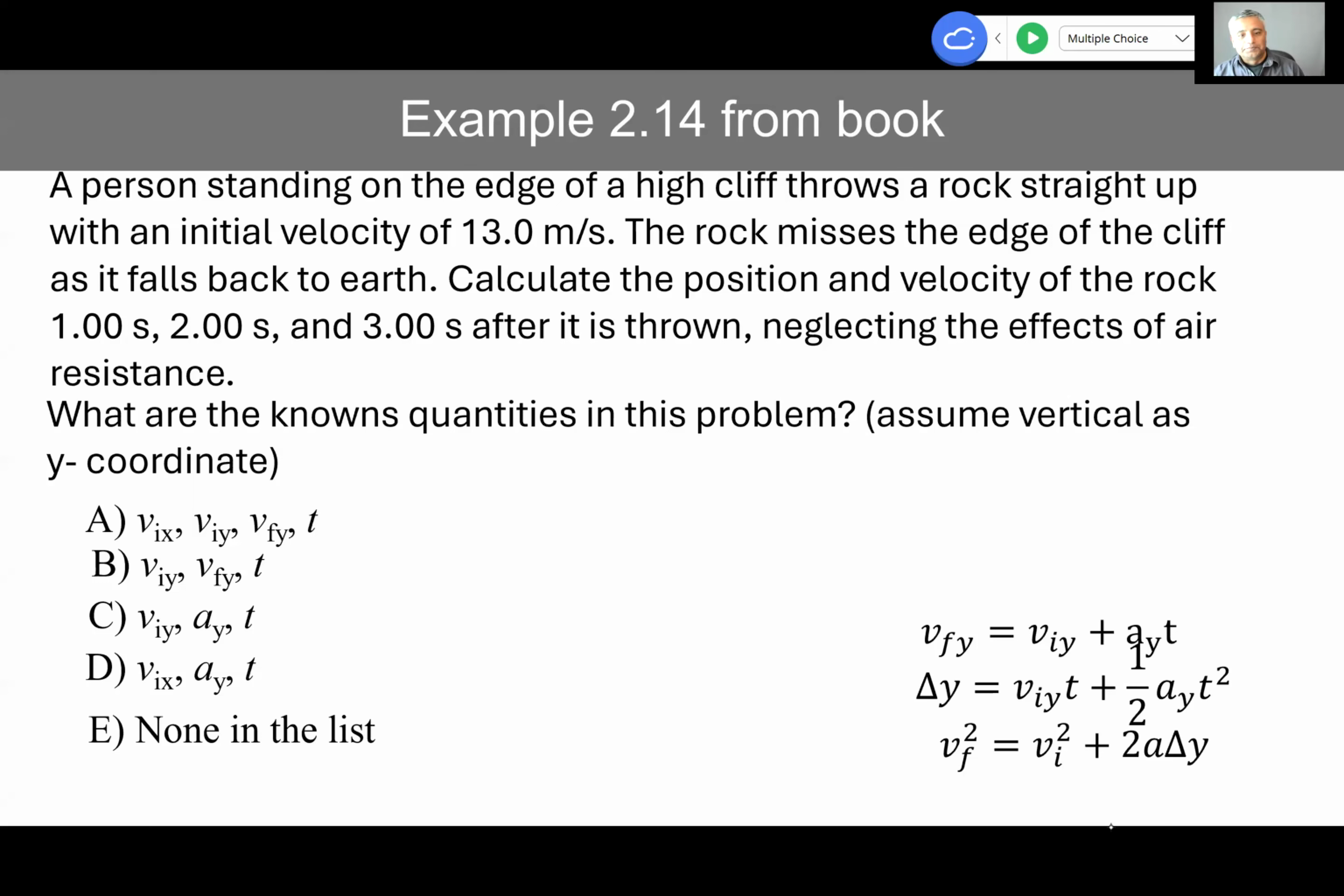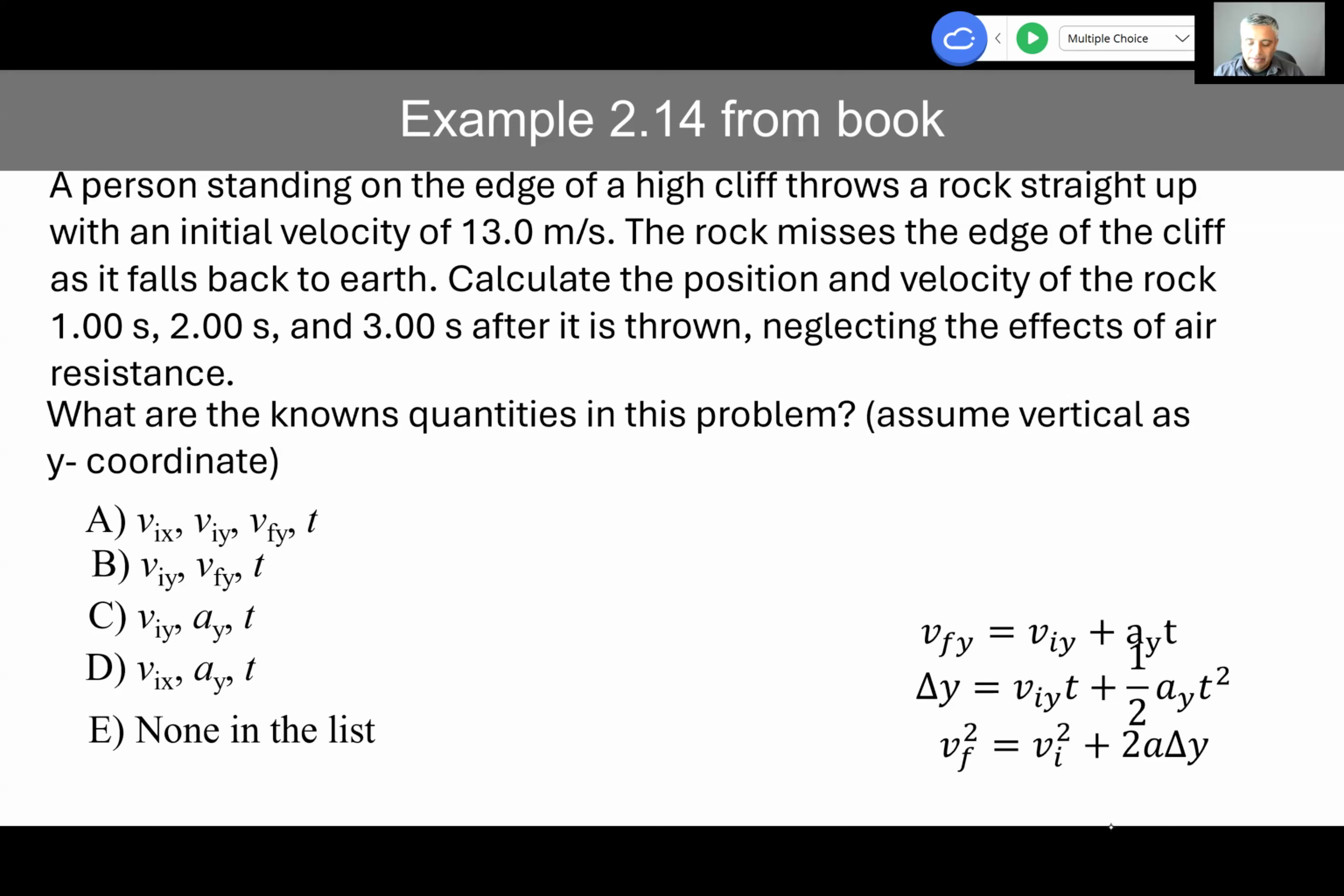So now, just like solving any kinematics problem, free fall is also a kinematics problem. It is different in the sense that we already know the acceleration. We know the acceleration of free fall, okay?